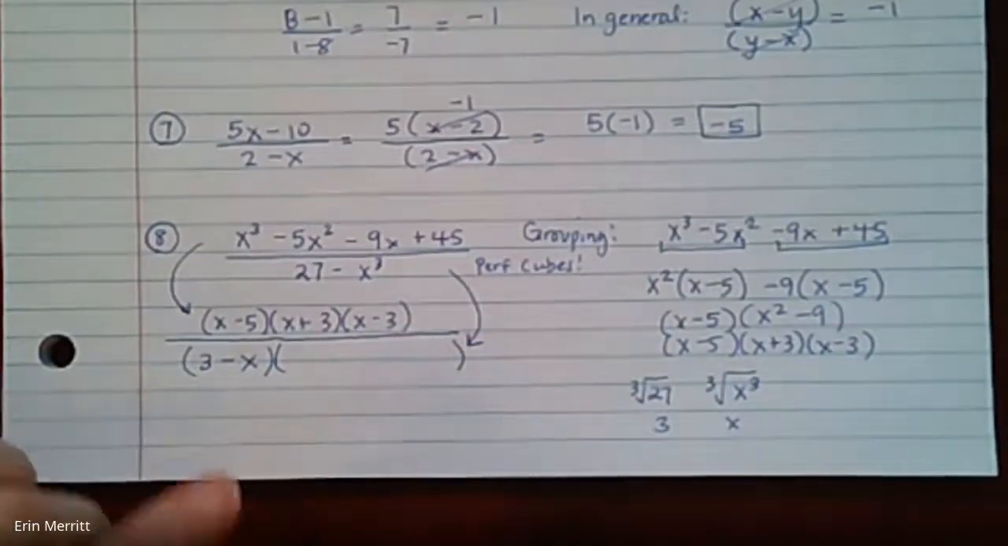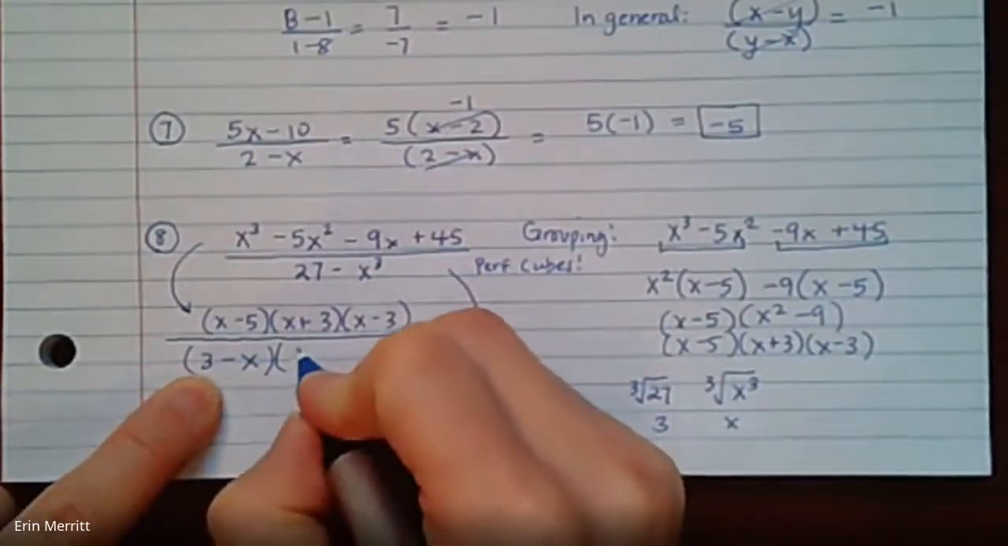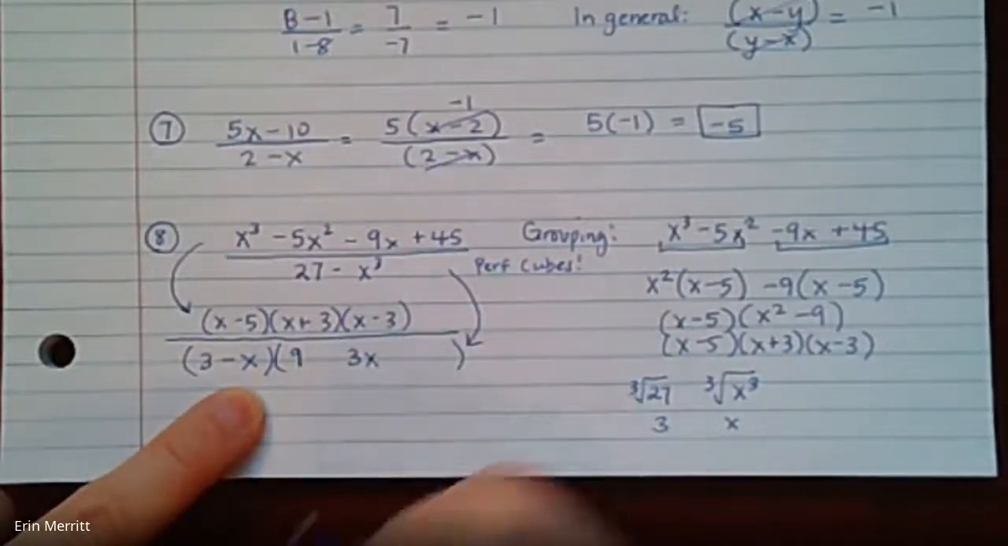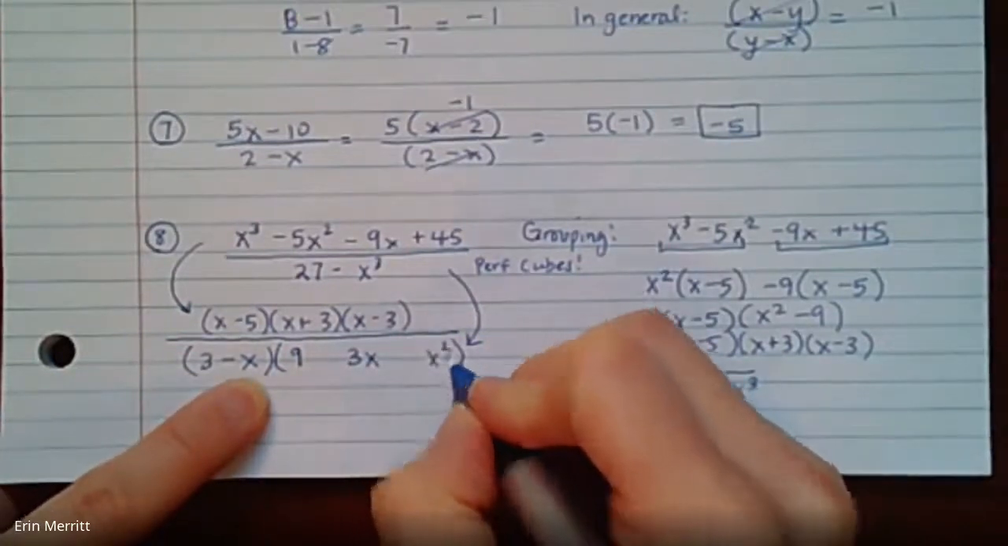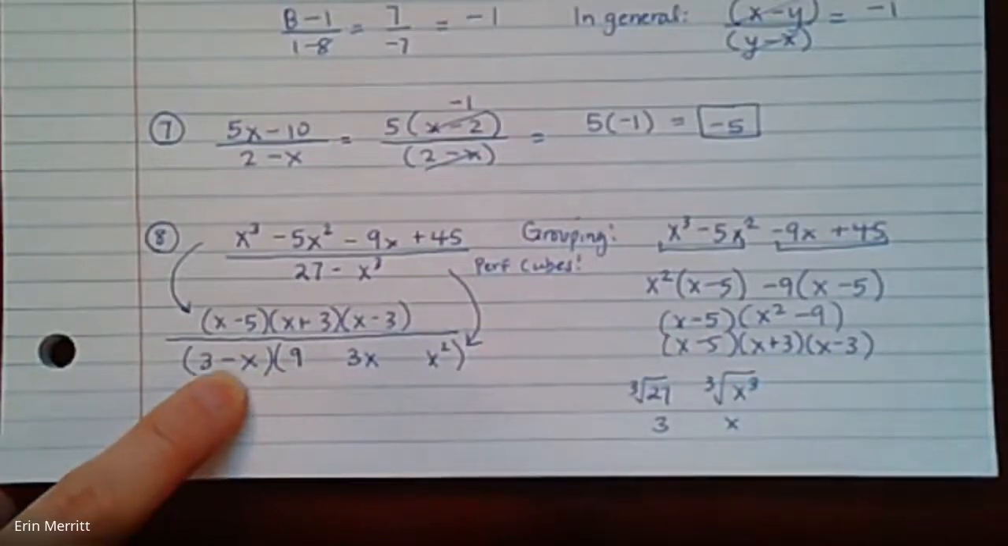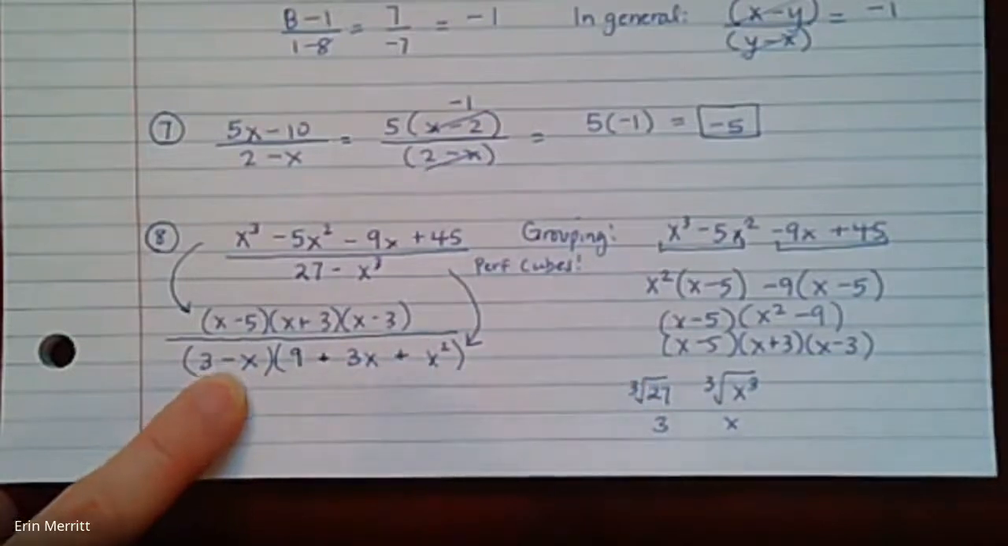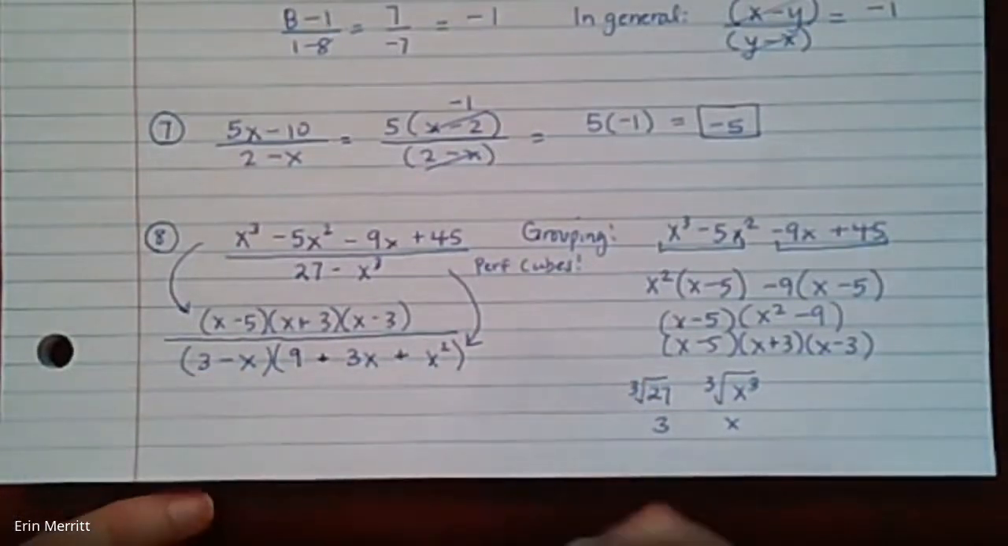The rule is take the first number and square it, so 9. The middle term is the product of the two. The last number is the second part squared. And then because there's only ever one minus sign, this is plus, this is plus. Ooh, that's a lot of factoring. All right, let's finish it.